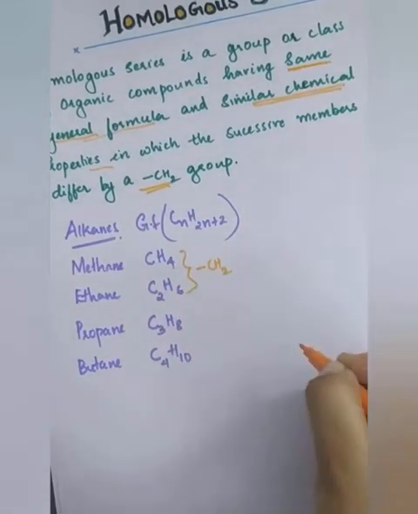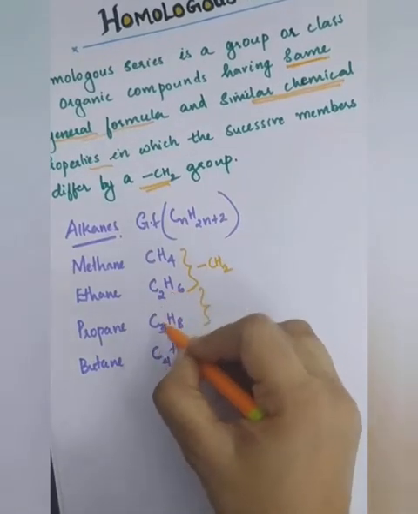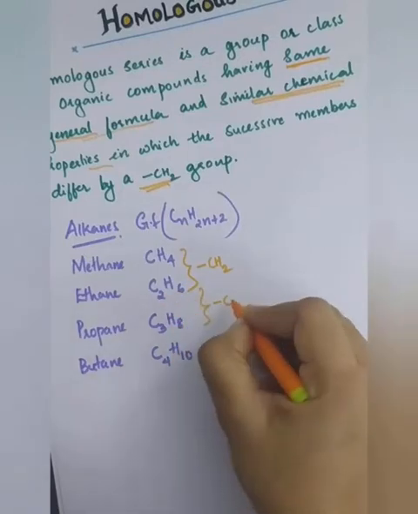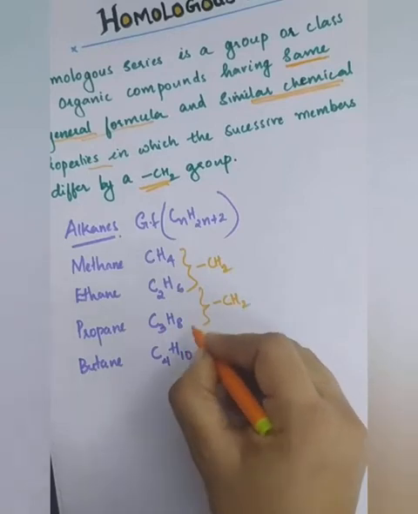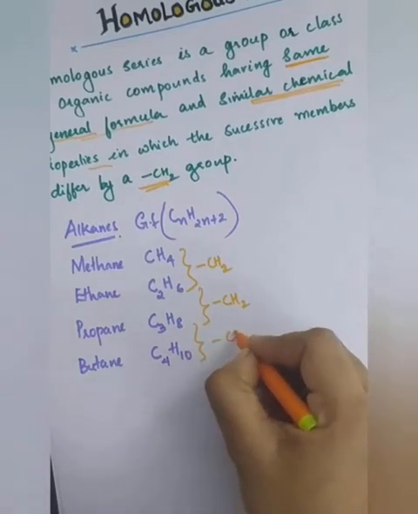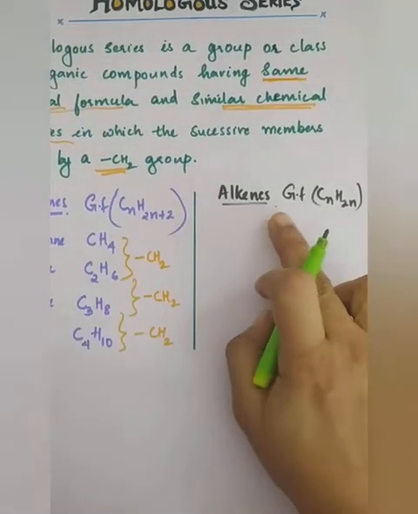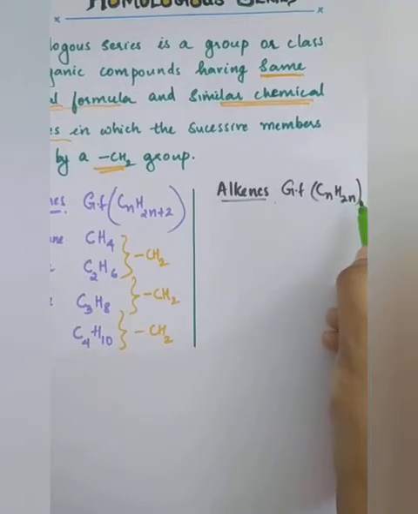Similarly, if you see the successive members, that is one coming after other, they differ by a CH2 group. C2H6 and C3H8, they differ by a CH2. C3H8 and C4H10, they differ by a CH2 group. We can say that alkanes are a group of homologous series.